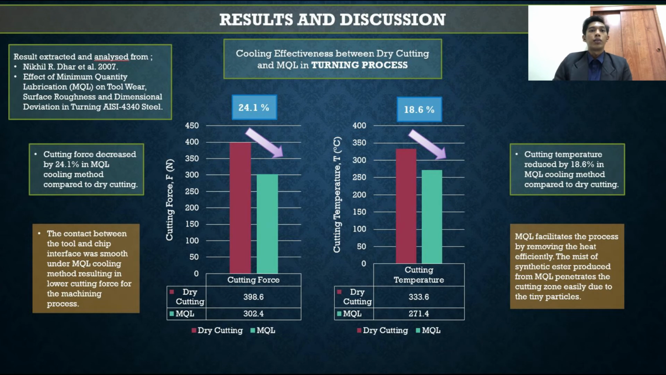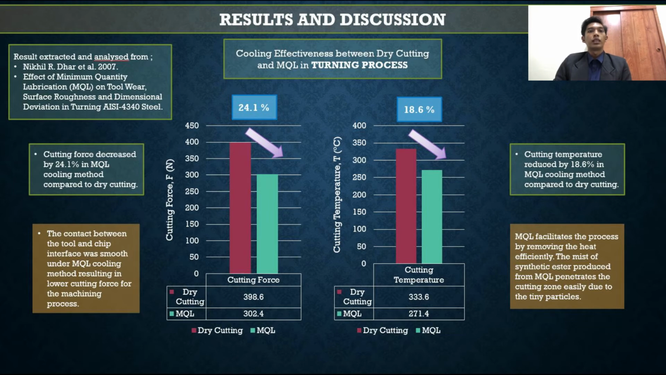The slide is still under cooling effectiveness between dry cutting and MQL in turning process, but between cutting force and temperature. First of all, this result is extracted and analyzed from the past research, and the author is Inkit Ardal et al., 2007. His research title is Effect of Minimum Quantity Lubrication on Tool Wear, Surface Roughness, and Dimensional Deviation in Turning AISI 4340 steel. As we can see, the value of cutting force in dry cutting is 398.6 Newton, while under MQL is 302.4 Newton.